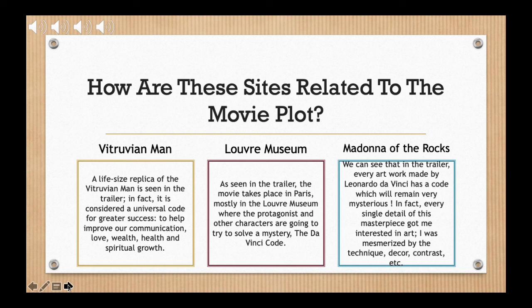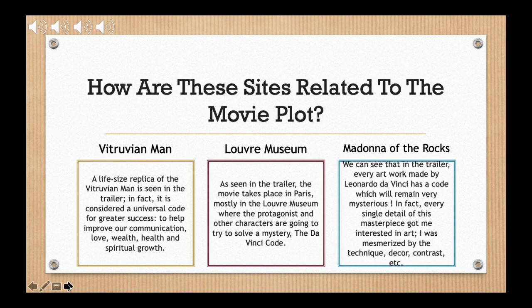A life-size replica of the Vitruvian Man is seen in the trailer. In fact, it is considered a universal code for greater success, to help improve our communication, love, wealth, health, and spiritual growth. As seen in the trailer, the movie takes place in Paris, mostly in the Louvre Museum, where the protagonist and other characters are going to try to solve a mystery, the Da Vinci Code.